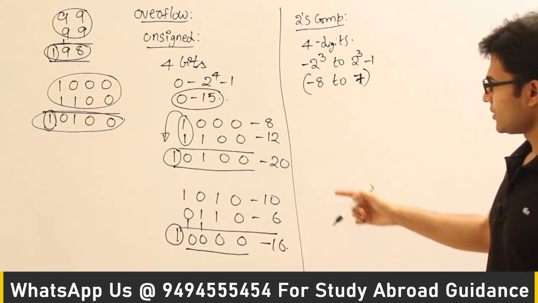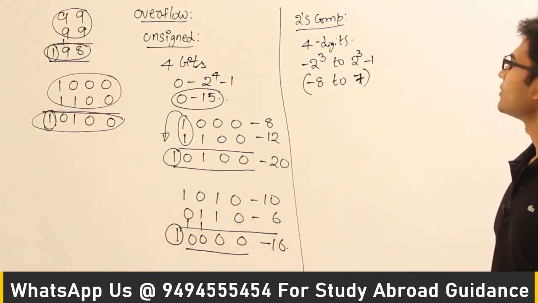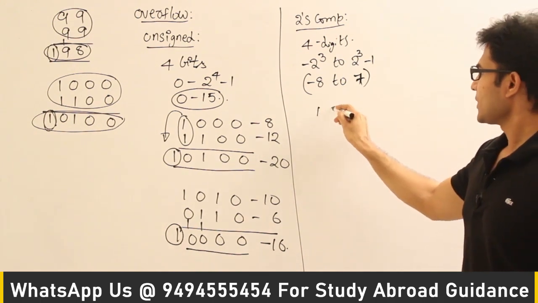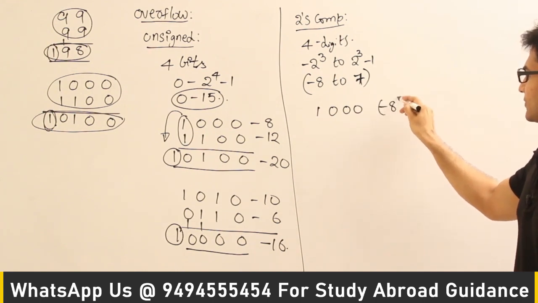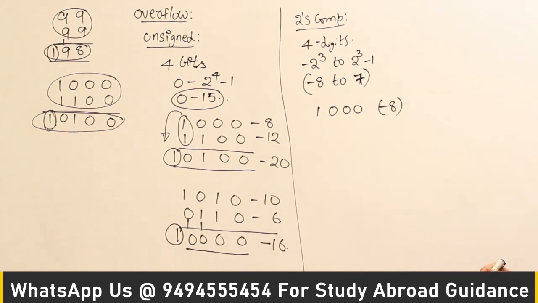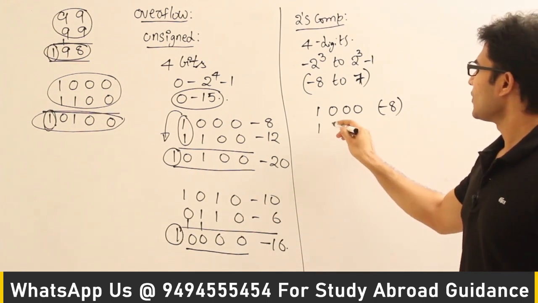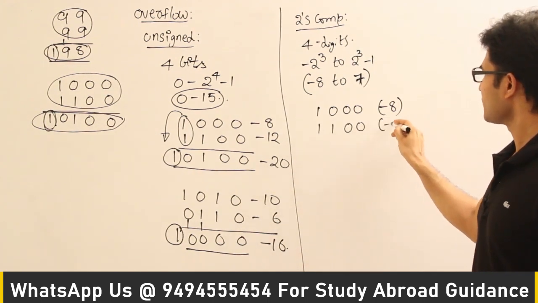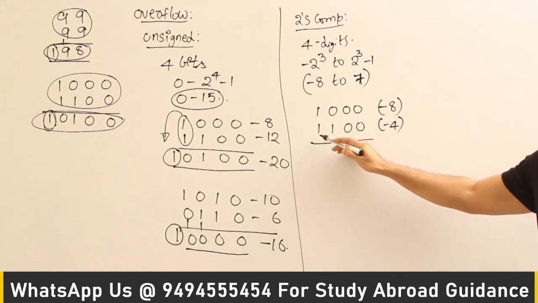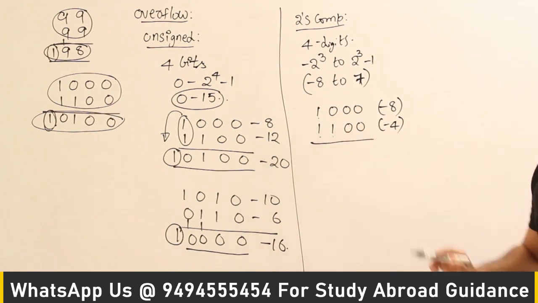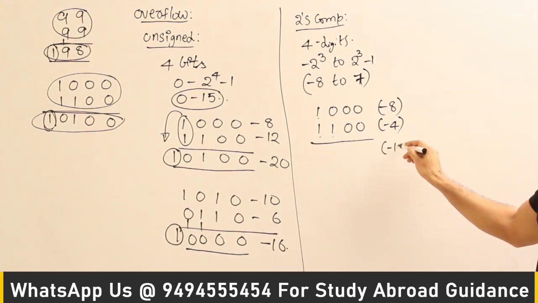Now let's see what these numbers represent in 2's complement. Now 1000, this one represents minus 8. This particular number represents minus 8 in 2's complement. And similarly 1100, this one represents minus 4 in 2's complement. Okay, so how minus 4? Because it is minus 8 plus 4. Minus 8 plus 4 is minus 4. Now what should be the result? The result has to be minus 12. That has to be the result, right?